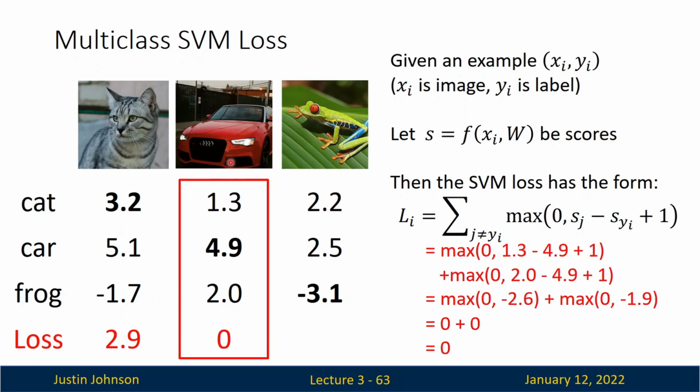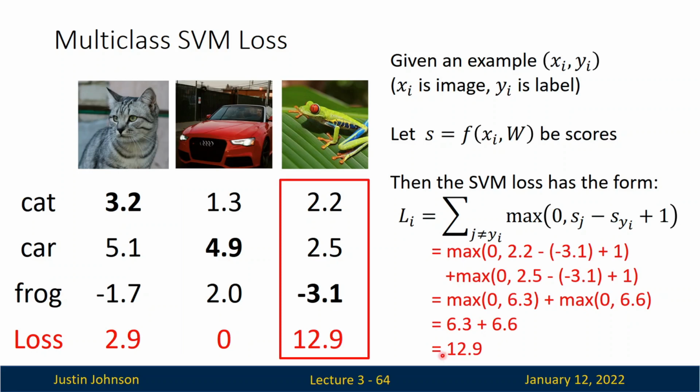For this image, the true label is car, and the HOG classifier generates three scores, and the car is the highest one. So there is nothing wrong. So the loss in this multi-class support vector loss case contributes nothing.